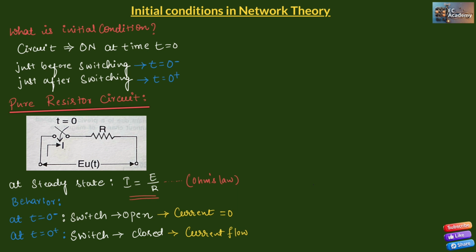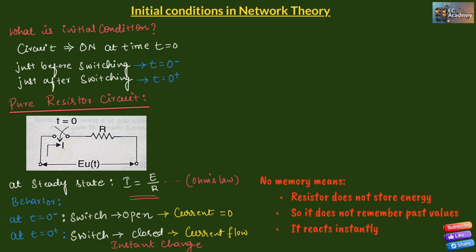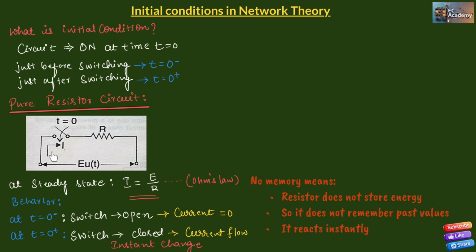So we can say when we are using a resistor in a circuit, there will be instant change of current that happens. So there will be an instant change. So you need to remember when we are using a resistor, it allows instant change in current and there will be no delay or no memory in the circuit.